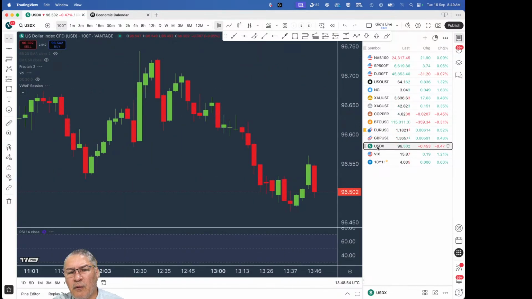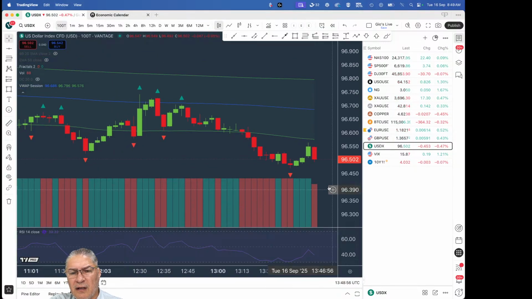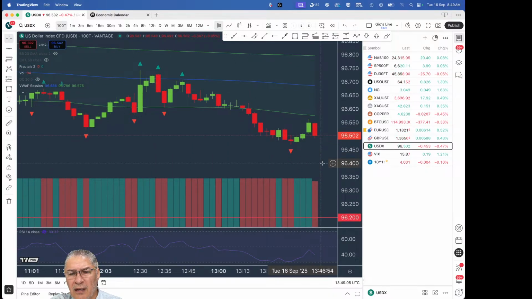And let's see the dollar index, what it'll do. Alright, so it did a little bit of a recovery here, but now it's again pushing lower. Let's see if we take out this fractal low and then push towards that 96,400.